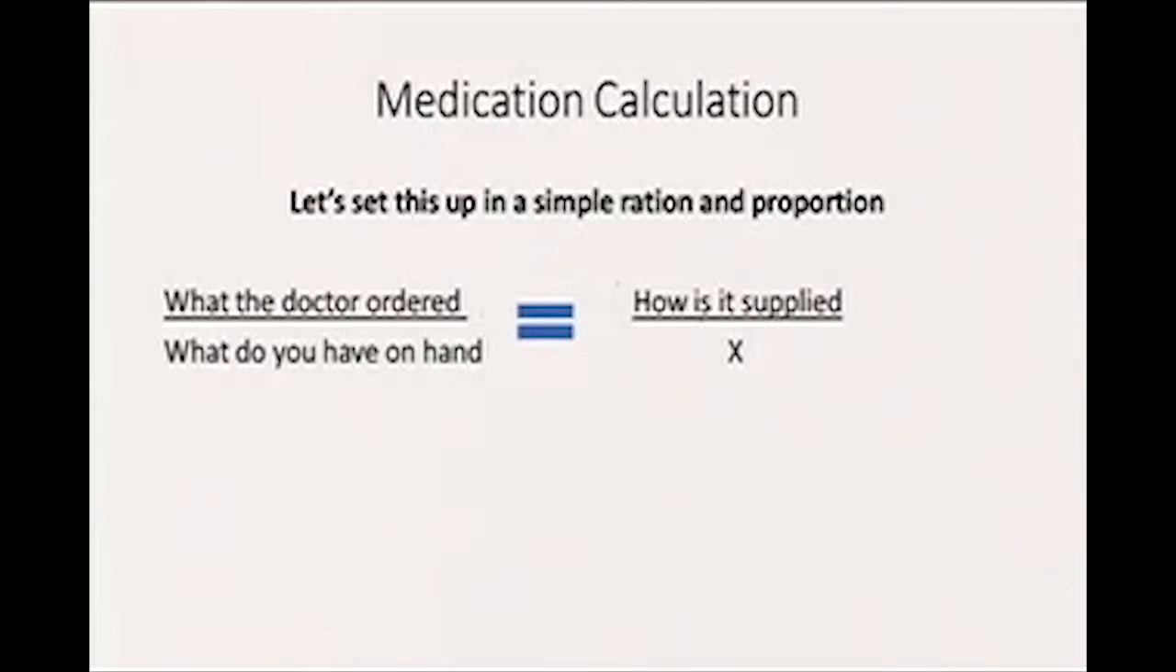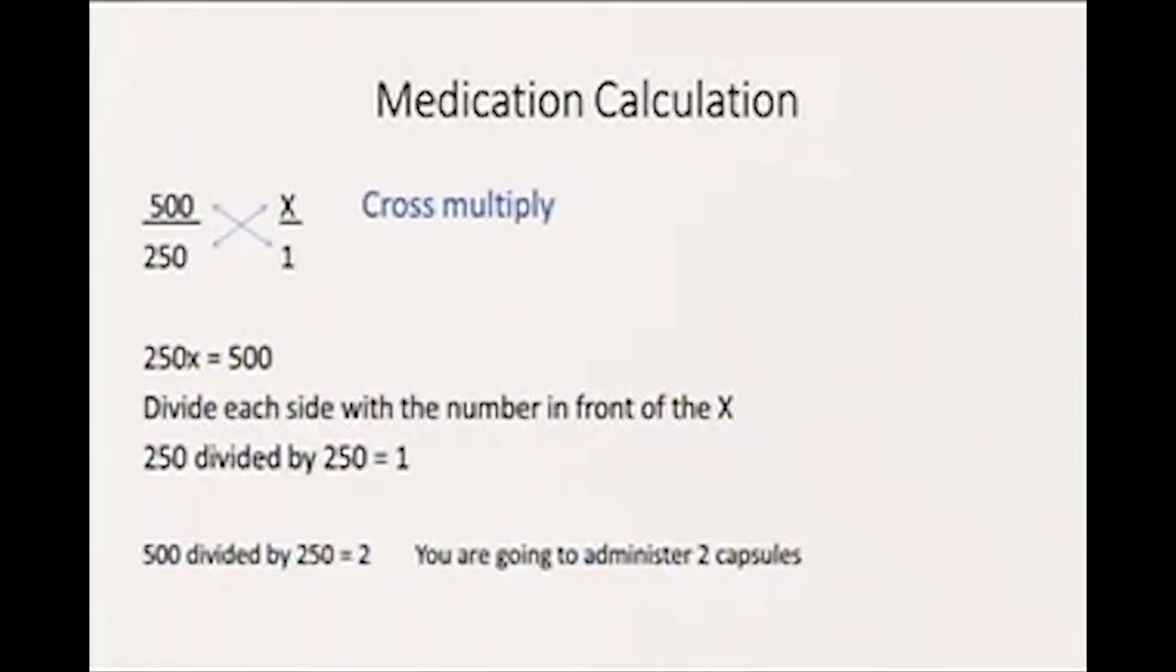So I set up an equation. On the left-hand side is what did the doctor order. And underneath that is what do you have on hand. And then equals, we're going to cross multiply. On the right-hand side on the top is how is this drug supplied over X. I think that's backwards. All right. So basically what we have done is how the drug is supplied is 500, and it's over 250. That's how it comes. How many pills is 500? We don't know, so we made it an X. 250 is in one tablet.